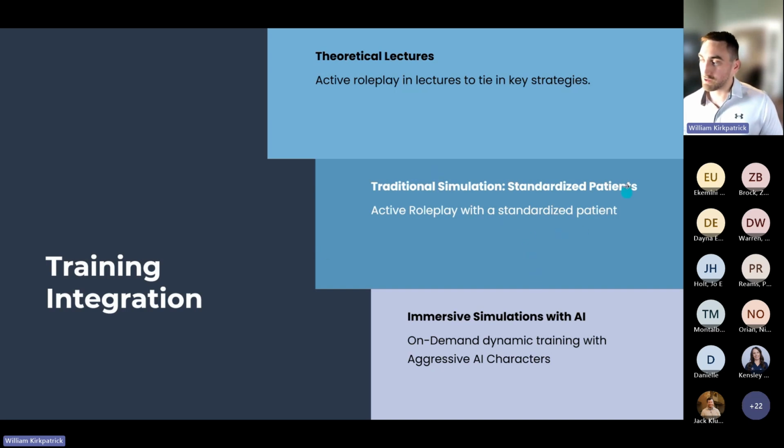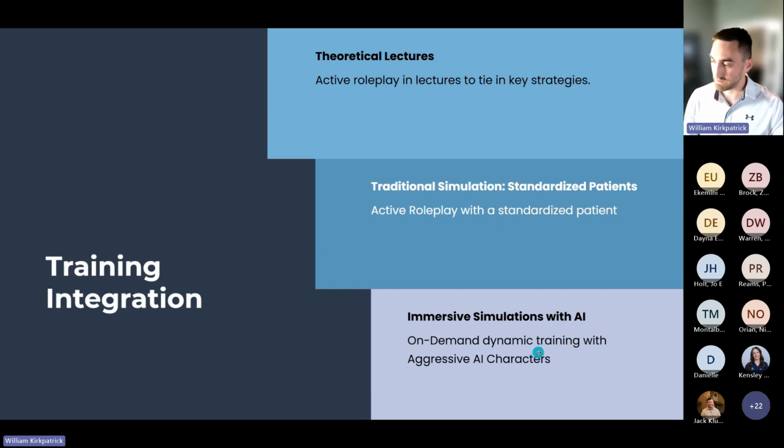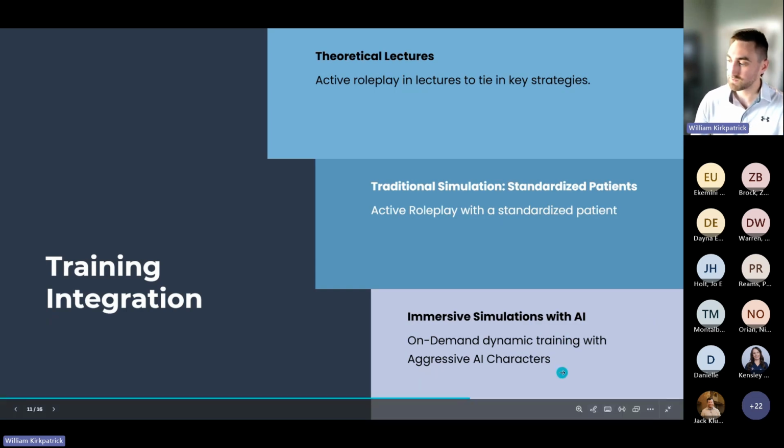So every program is different, of course, but if that's something you're struggling with, there is a third way to integrate, and it's immersive simulations with AI. If you've been in this webinar, you probably had an idea that that's what we do. We're just sharing some of the feedback we've received and our experience, and providing it at scale. So this is just one way we believe is a good way to integrate de-escalation practice. It's on-demand, dynamic training with aggressive AI characters.